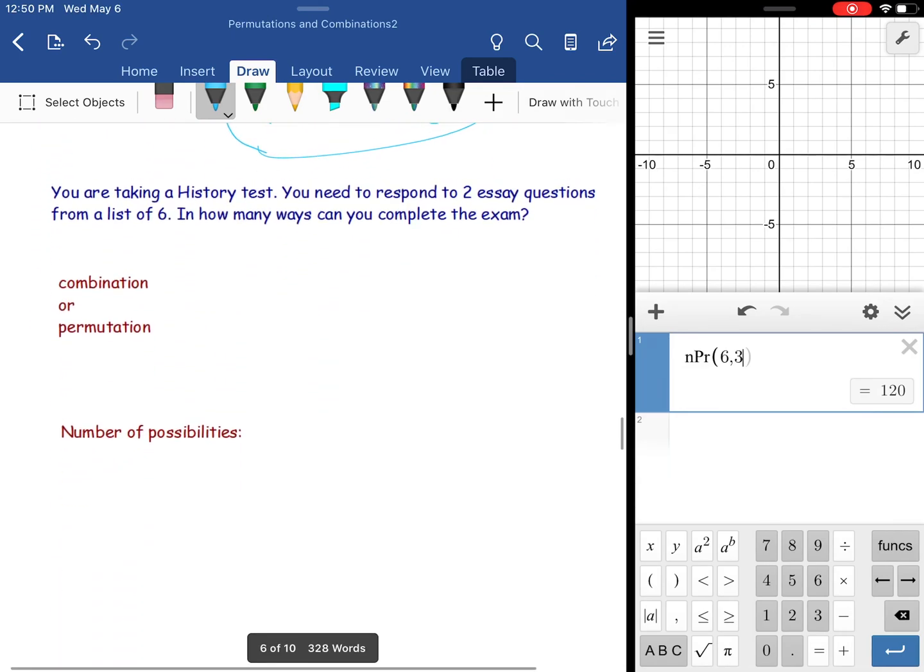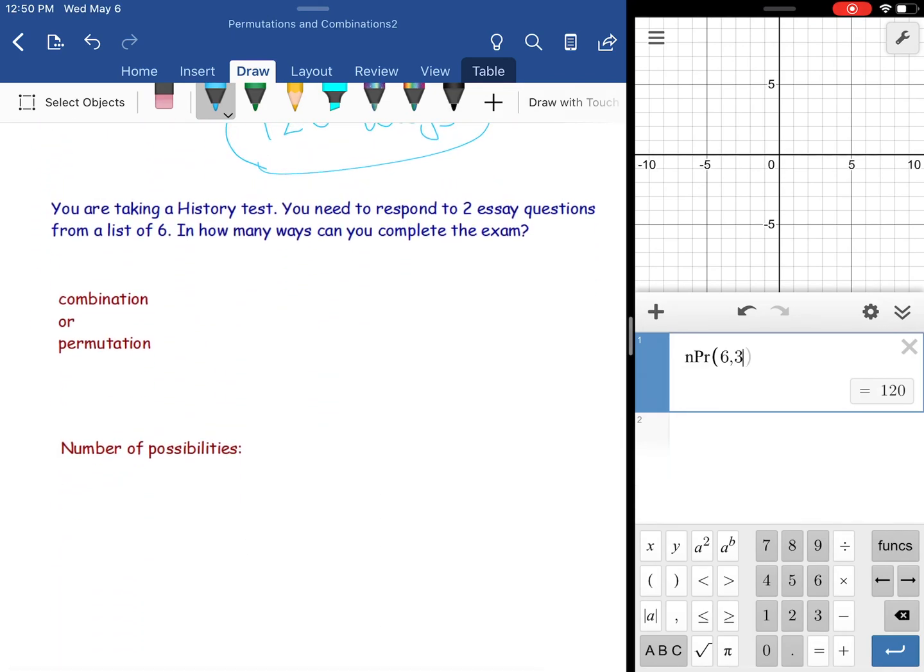All right, let's look at one more. You are taking a history test and you need to respond to 2 essay questions from a list of 6. How many ways can you complete the exam? So let's think about it. You're taking your history test and say you do the question about World War II before you do the question about Waterloo. Does it matter?